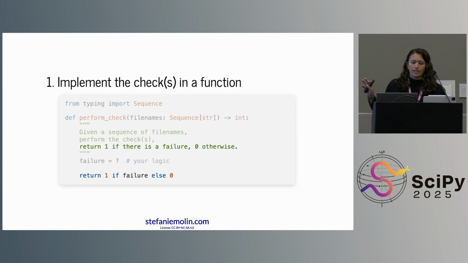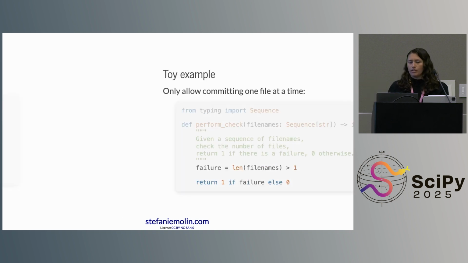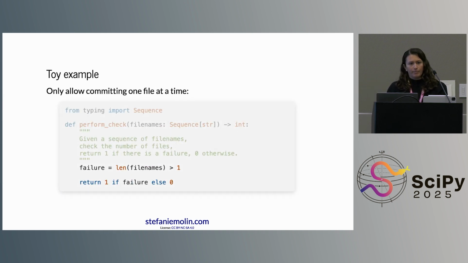So here's a toy example where maybe we only allow a person to commit one file at a time, okay? In this case, we were given the file names, so our check is just checking, were we given more than one, right? If we were, that's a failure and we return 1. So if you have this check, people can only commit one file at a time.